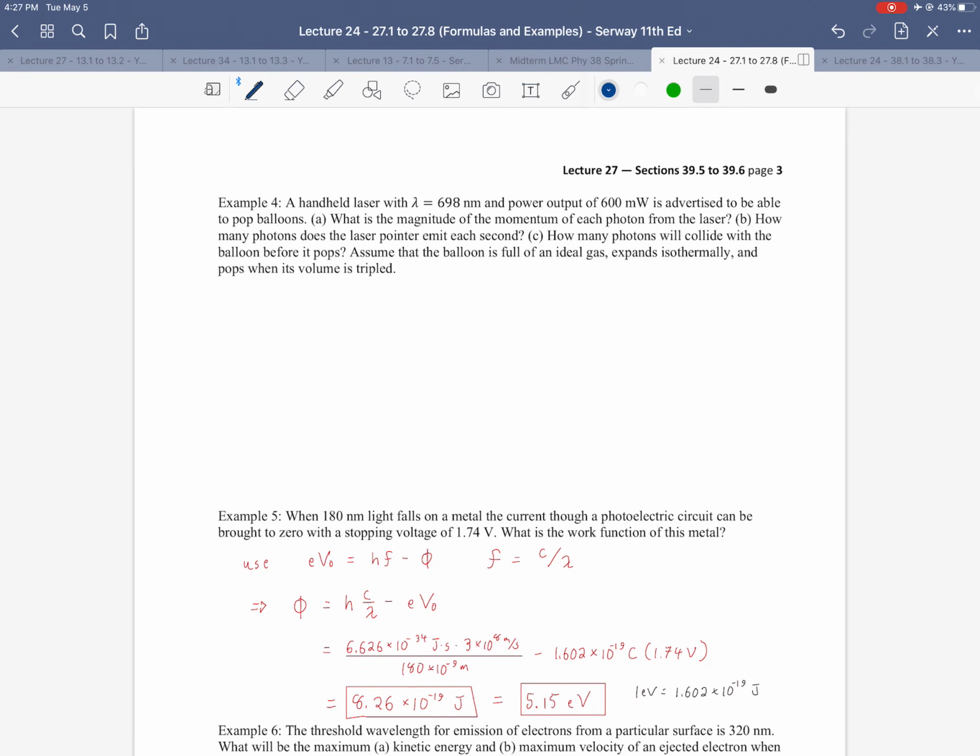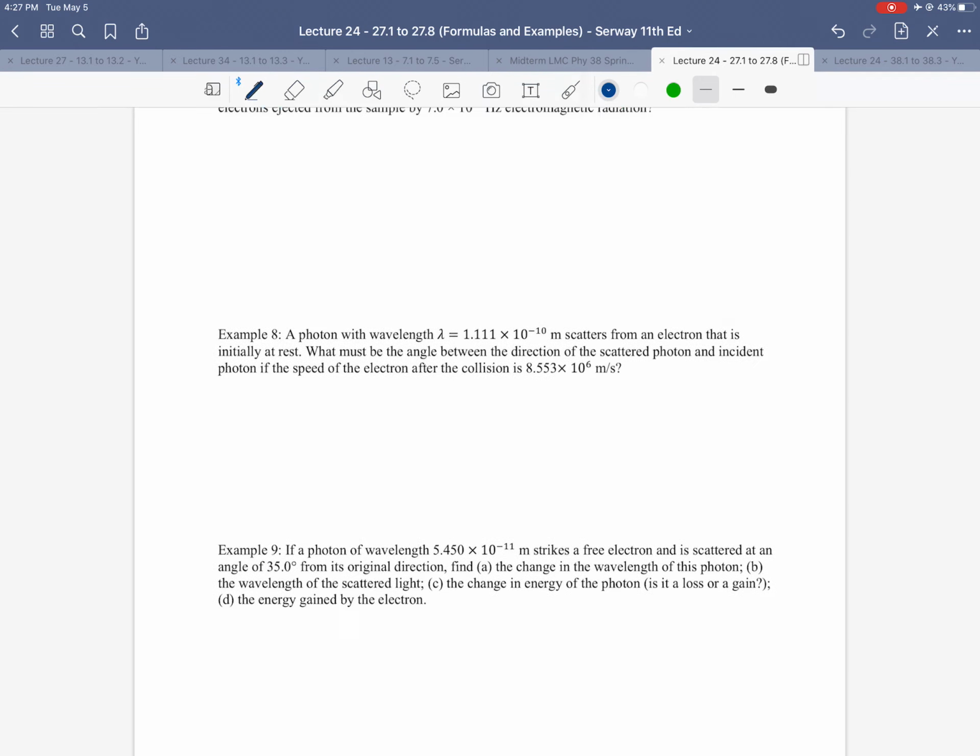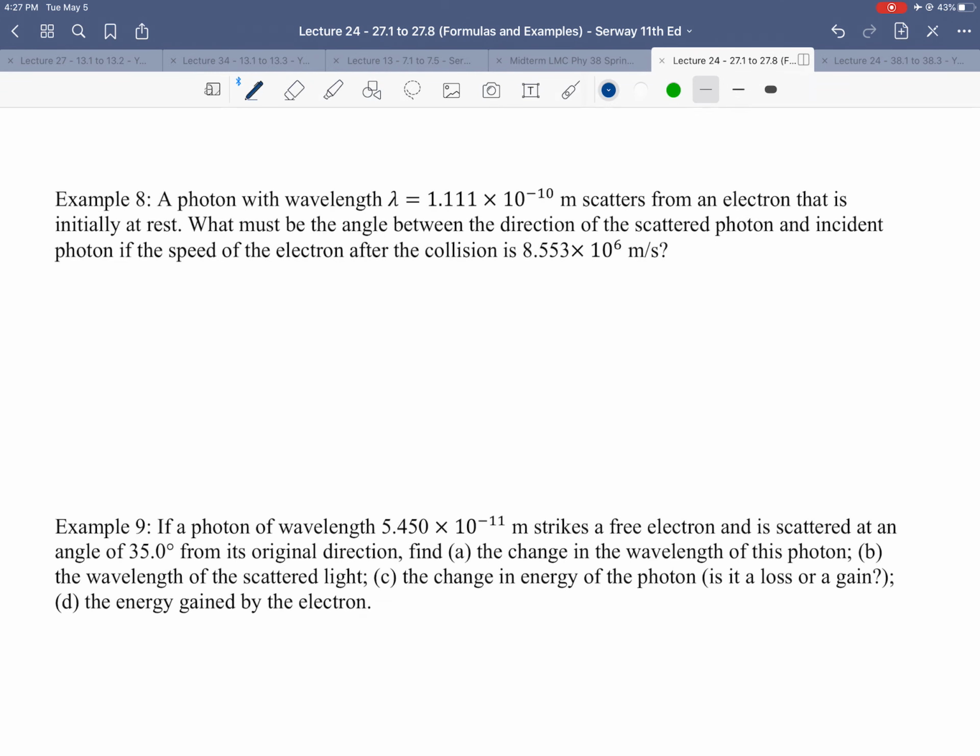All right, so let's take a look at an example. All right. So the example I want to show you is example 8. I'm going to leave example 9 for practice, so I'm just going to do one example here.